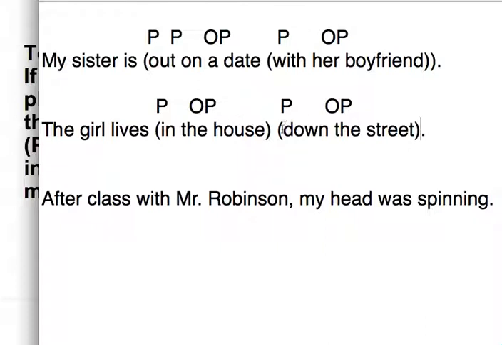right? Or we can say that down the street is part of the description of what she lives in, the house down the street. And so we say in the house down the street. This is a prepositional phrase inside of a prepositional phrase. Confused yet? And again, P plus OP, that's going to be our PP, our prepositional phrase. Okay?